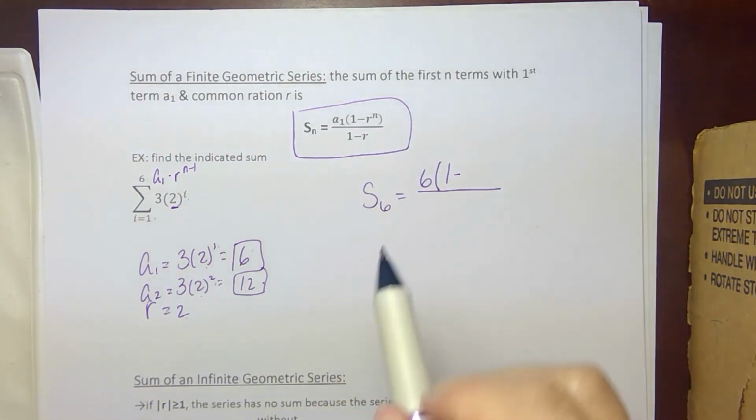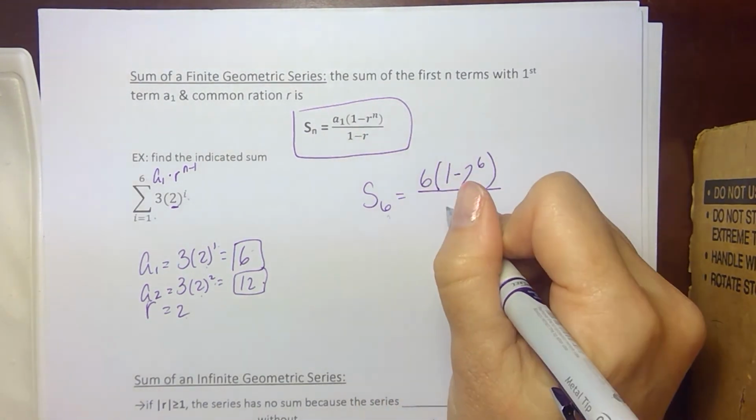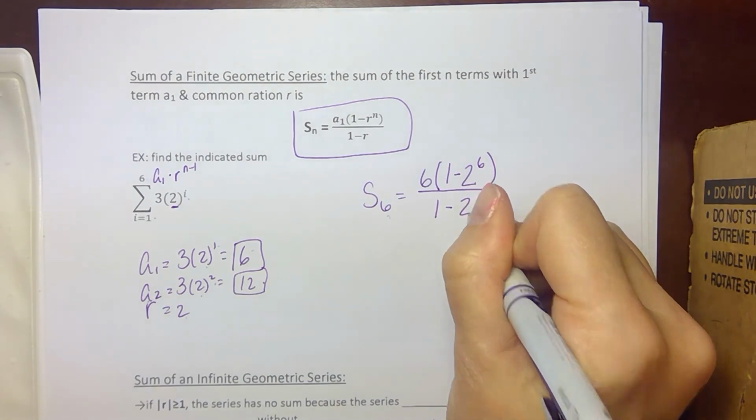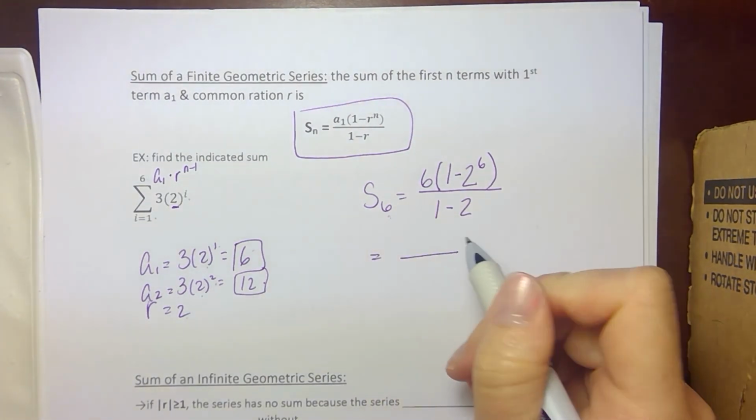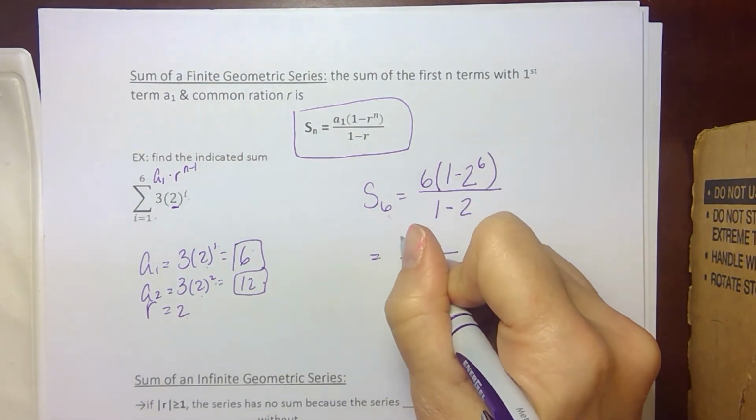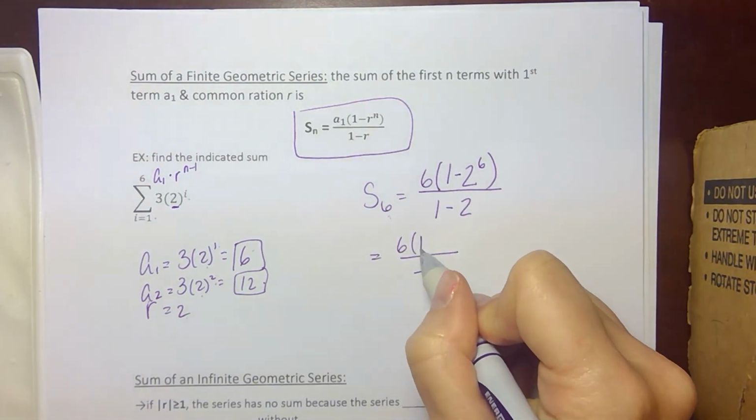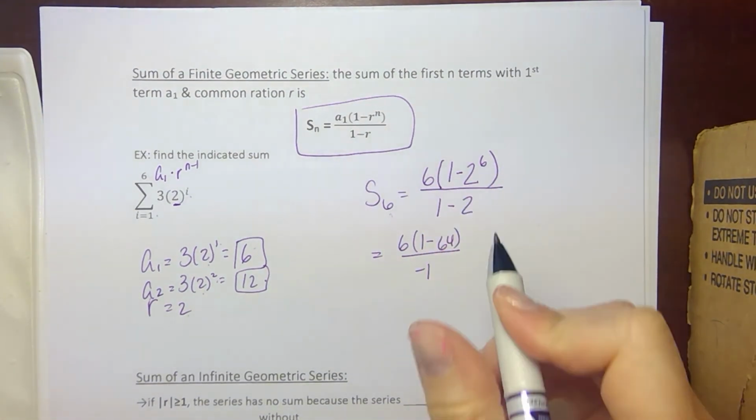1 minus r to the n. Well, r is 2 and n we said is 6 because that's how many terms I'm summing, over 1 minus r. Well, my denominator is easy. 1 minus 2 is a negative 1. My numerator is going to be 6 times 1 minus, what is 2 to the 6th? Well, 2 times 2 is 4, times 2 is 8, times 2 is 16, 32, that would be 64.